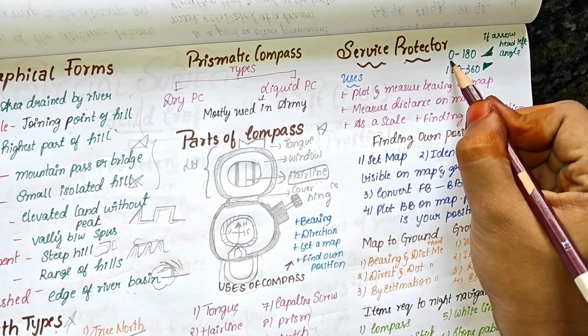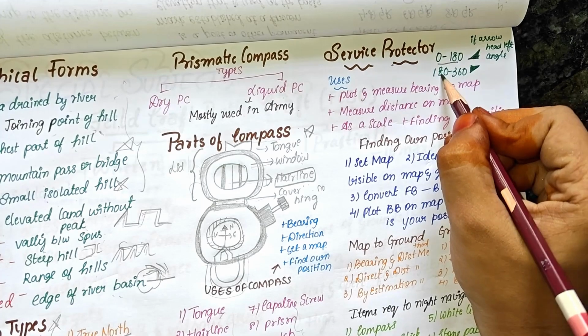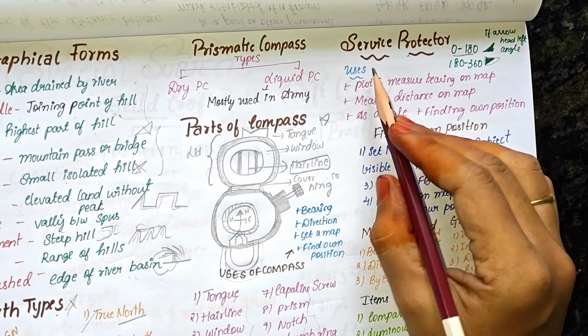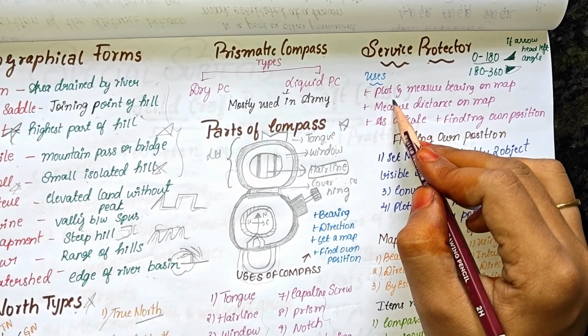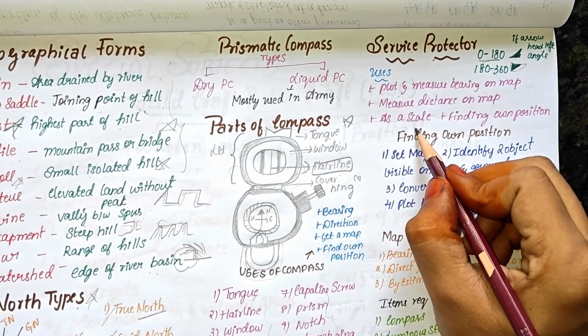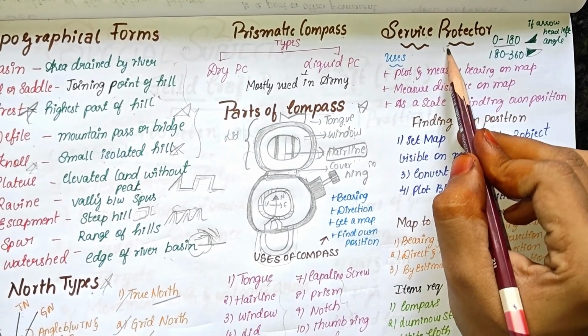Okay. Next, coming to the service protector. 0 to 180 degrees will be an angle like this, and 180 to 360 will be an angle like this if the arrowhead is towards the left. What are the uses of the service protector? The service protector is used to plot and measure the bearing on the map, and it is also used as a scale. It's used for finding the own position. It also measures the distance on the map.